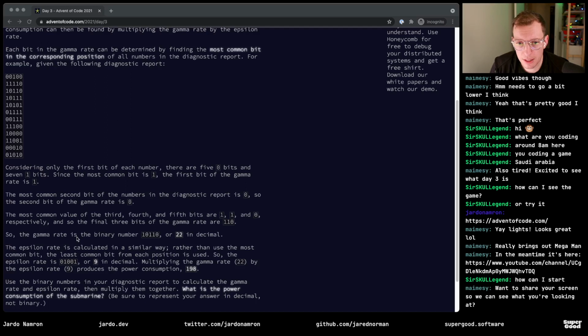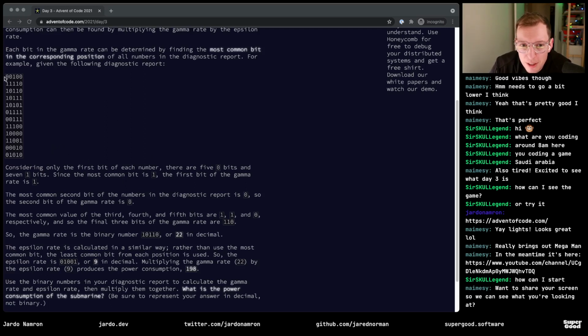The most common second bit of the numbers in the diagnostic report is 0, so the second bit of the gamma rate is 0. The most common values of the third, fourth, and fifth bits are 1, 1, and 0 respectively, and so the final 3 bits of the gamma rate are 1, 1, 0. Okay, so I did not follow that. I am tired.